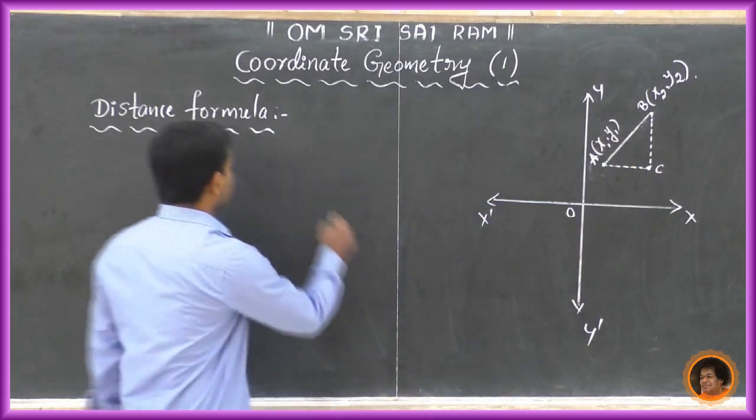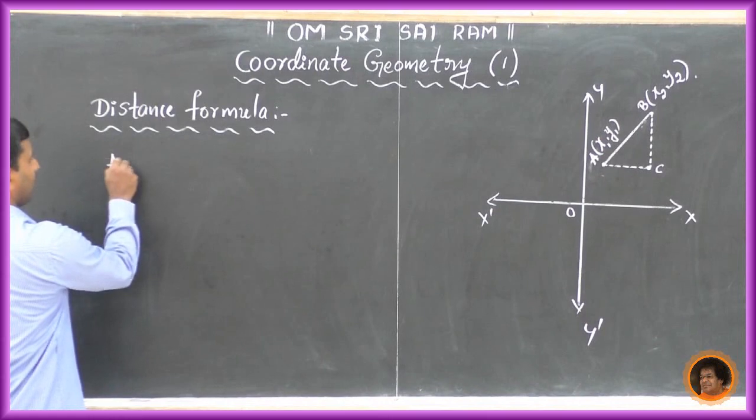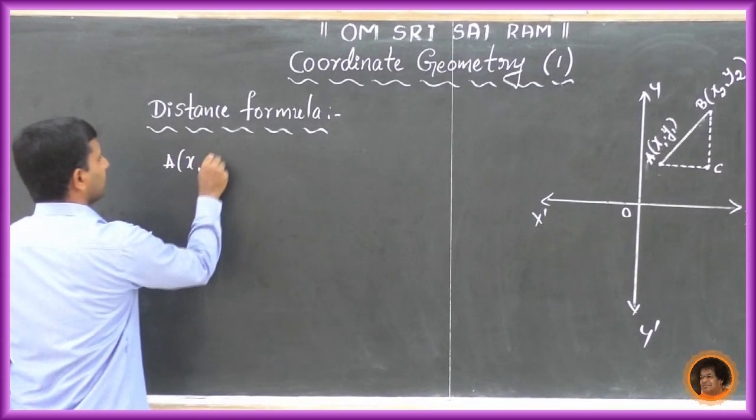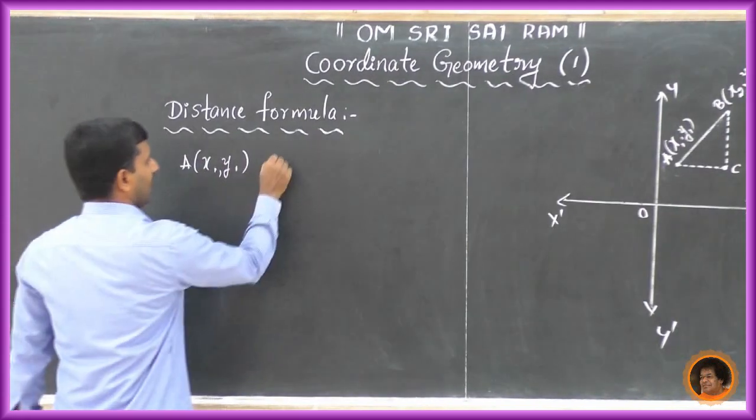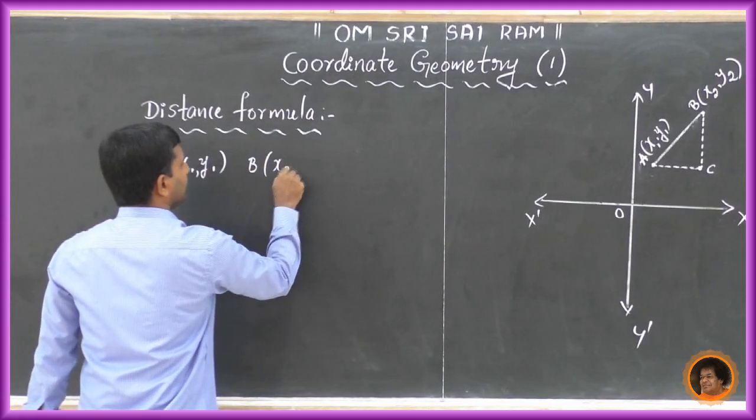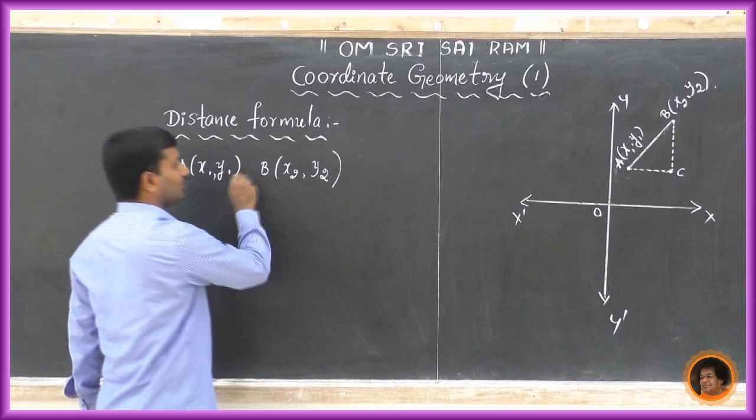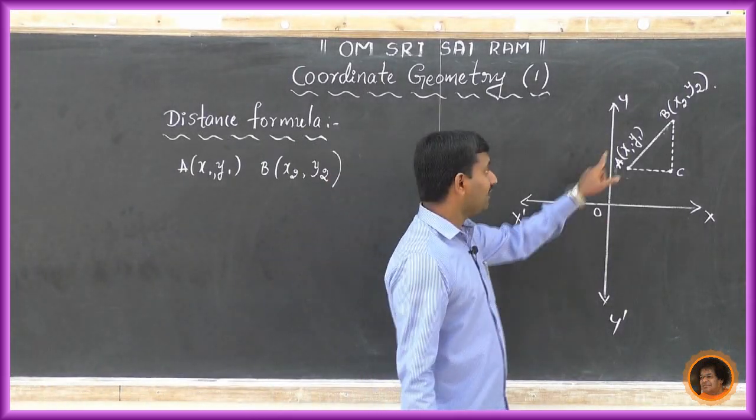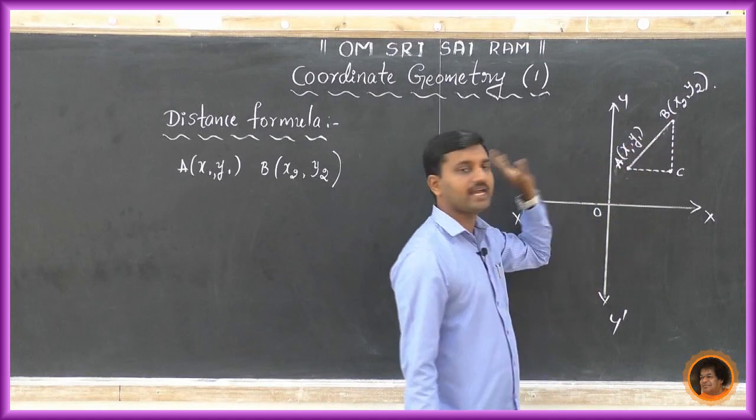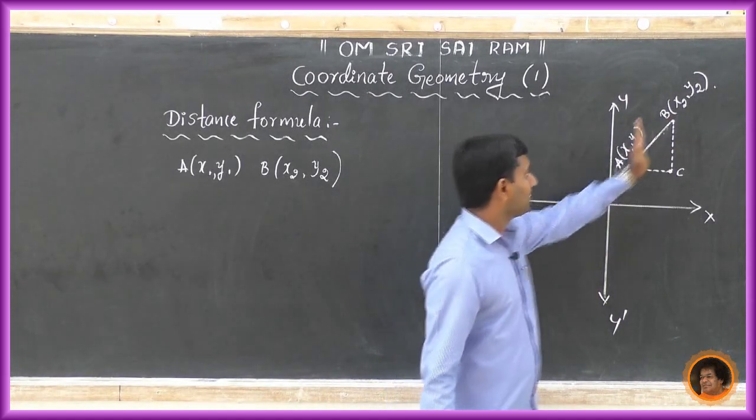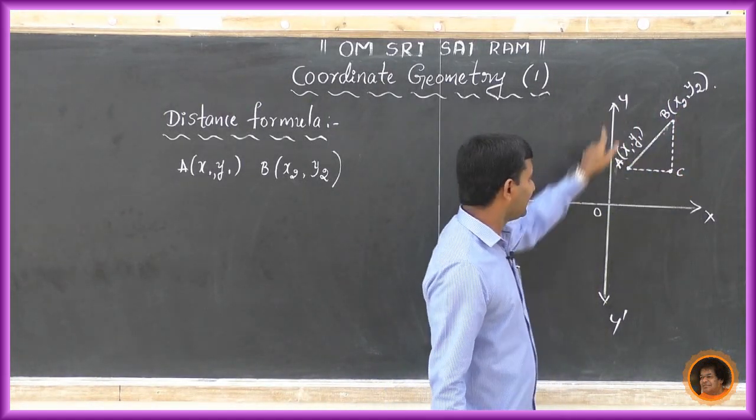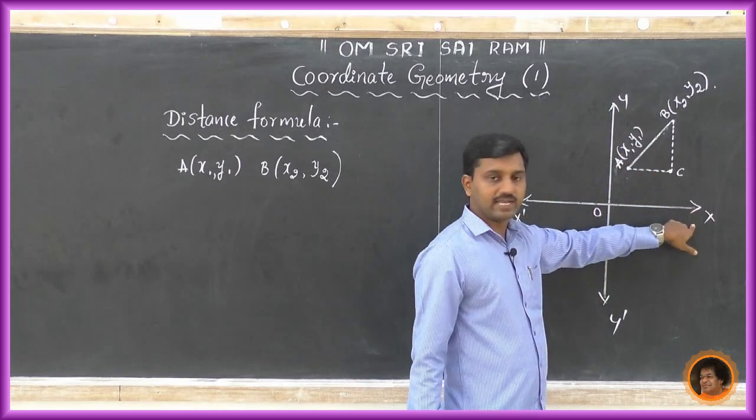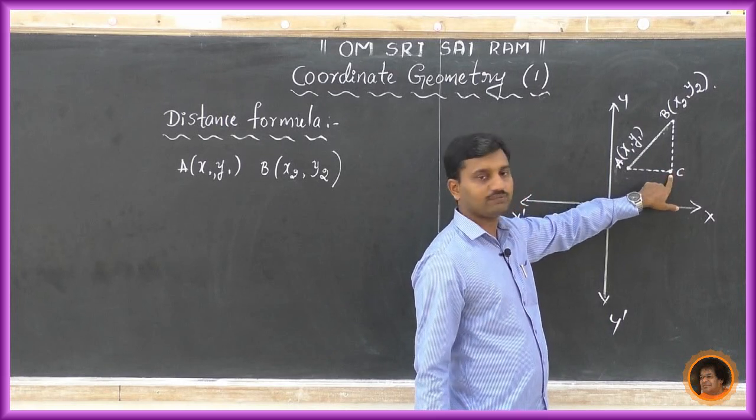Now let A and B be the 2 points. The coordinates of the point A are x1, y1 and the coordinates of the point B are x2, y2. So these are the 2 coordinate points on the Cartesian plane. Now our aim is to find the distance between A and B. Now draw BC parallel to the y-axis and AC parallel to the x-axis. So this is the point of intersection.